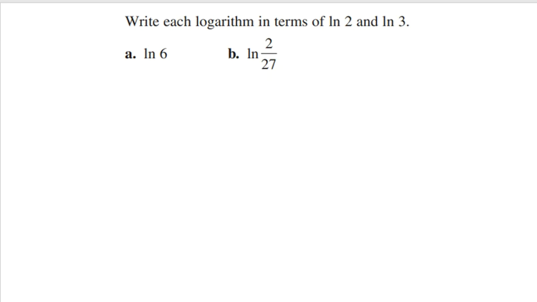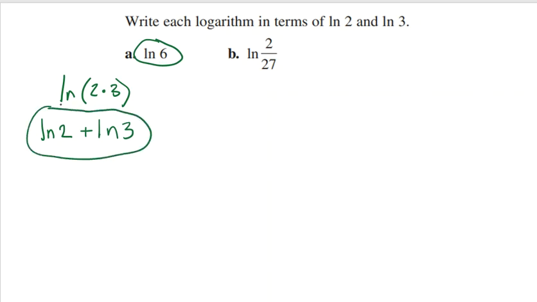All right, so let's look at two kind of simple examples here with some numbers, right? All right, so write each logarithm in terms of natural log of 2 and natural log of 3. All right, so here's my thought process. The natural log, I could rewrite 6. 6 is 2 times 3. And then what I could do is use the product property to expand that. That's natural log of 2 plus natural log of 3. So I was able to go from natural log of 6 and change it to an expression. I expanded it to the natural log of 2 plus natural log of 3, just using some basic ideas.